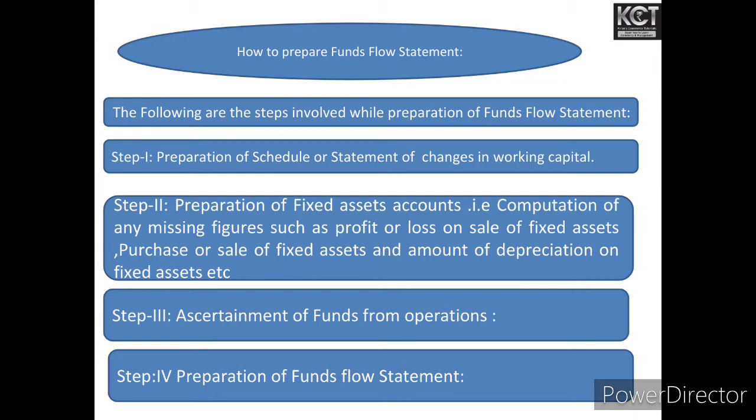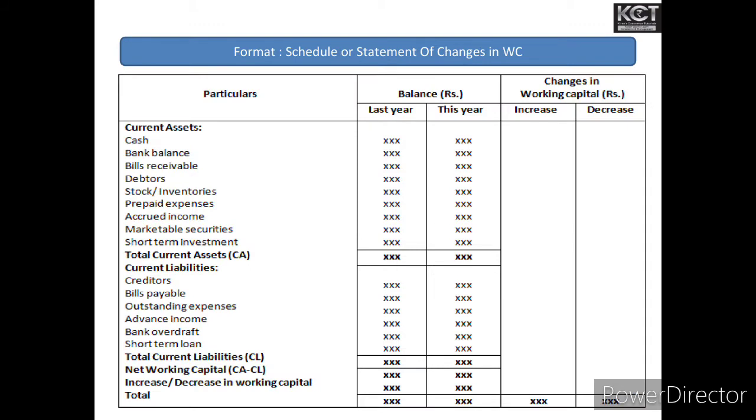In the third step, we are going to ascertain the funds from operations. That is, funds from operations refers to the profit made by the firm from its trading activities. In the last step, we are going to prepare the fund flow statement. That is, sources and applications of funds. Next, we will see the formats which are used while calculating the fund flow statements.